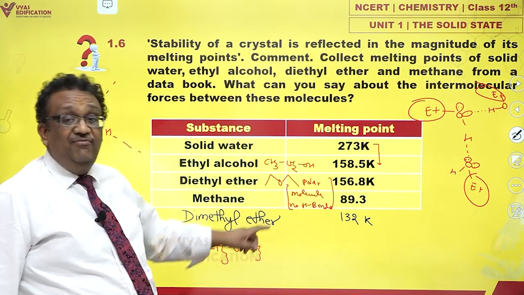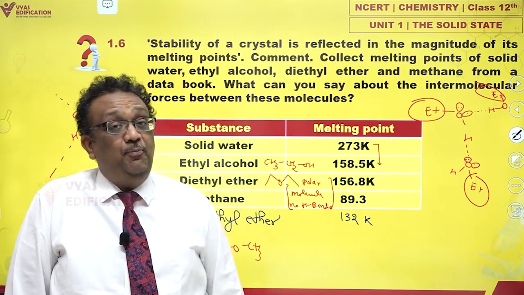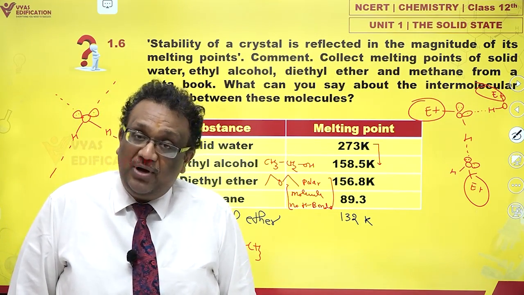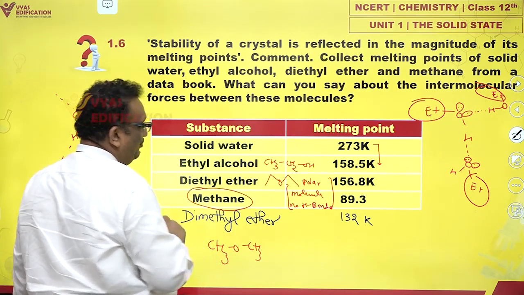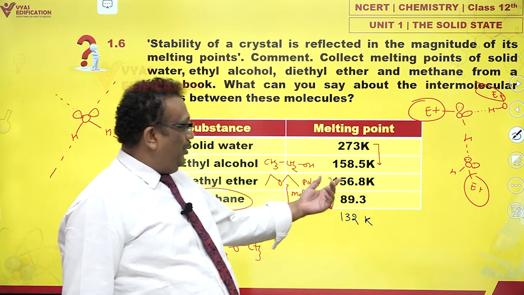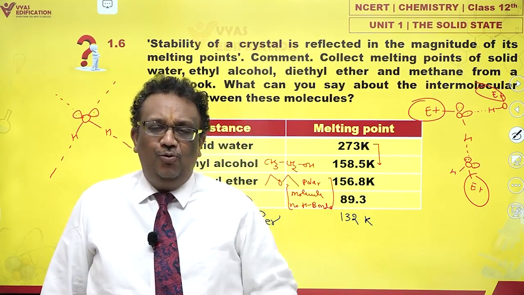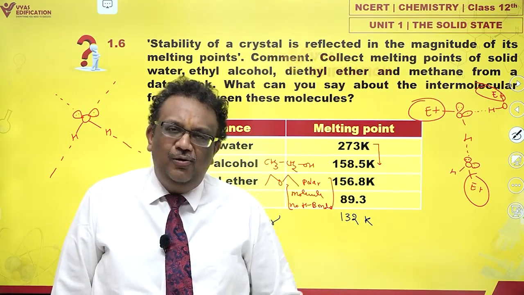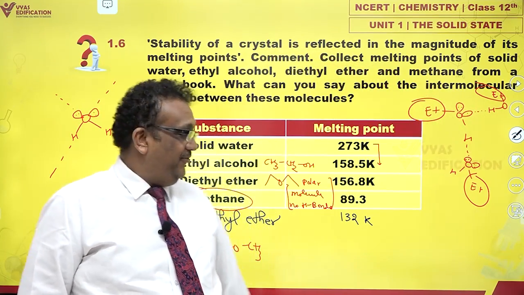Still, there is an advantage. What? Because of oxygen, ethers are polar molecules. There is dipole-dipole attraction. If you take a strictly non-polar molecule like methane, melting point drops down to barely 89 Kelvin. That's very cold, very, very cold. Close to minus 200 degrees Celsius. A little more, but I mean, whatever.